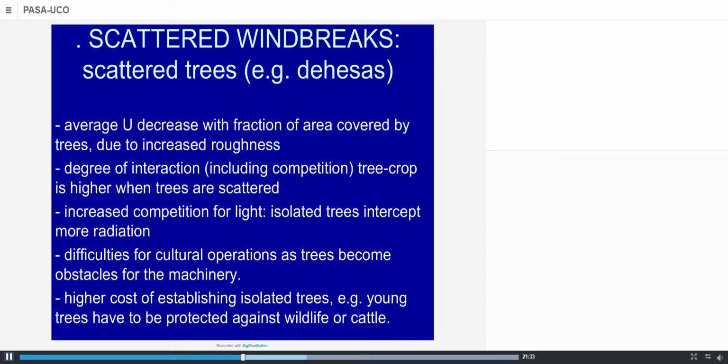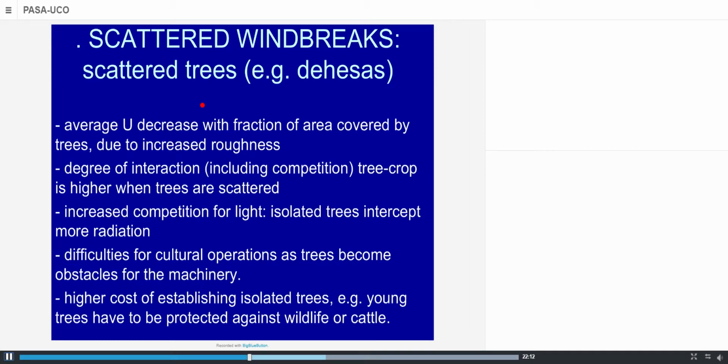We already mentioned that we can have a special case of windbreak, which we call scattered windbreaks. That means the presence of trees all over the land, like in the case of the dehesas. The presence of trees on the land will decrease the average wind speed in proportion to the fraction of area covered by the trees. Why? Because the trees will increase the roughness of the land.